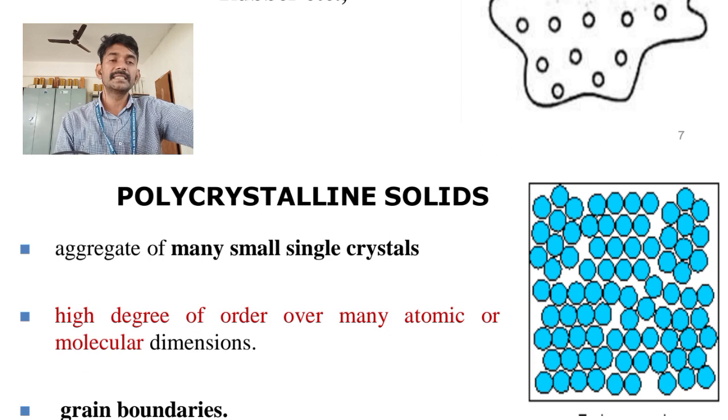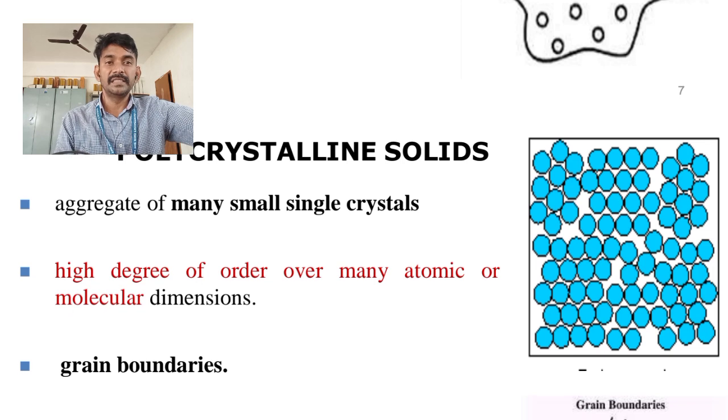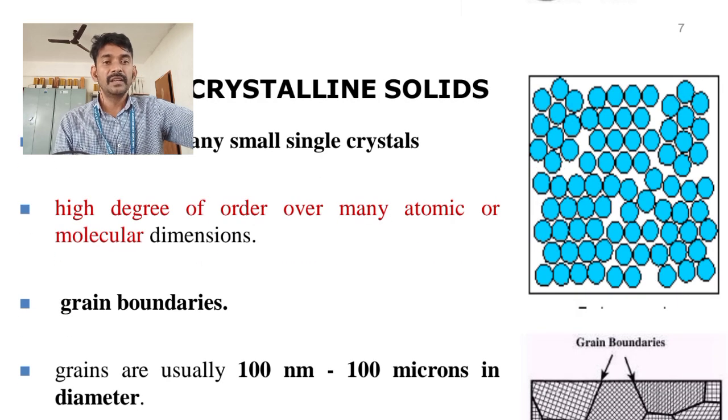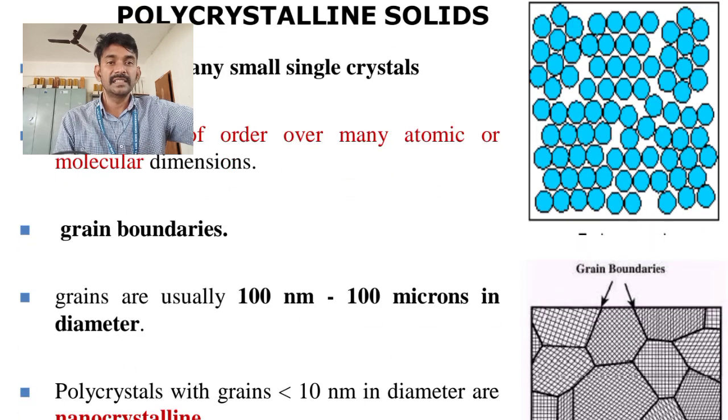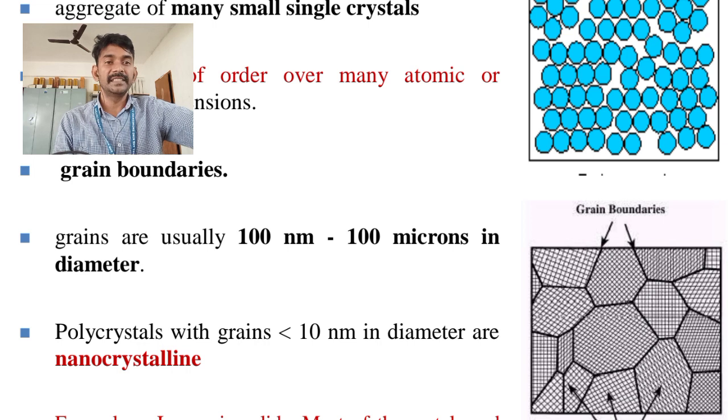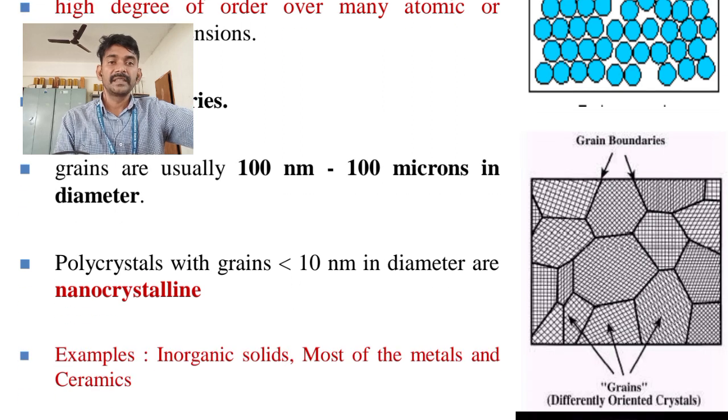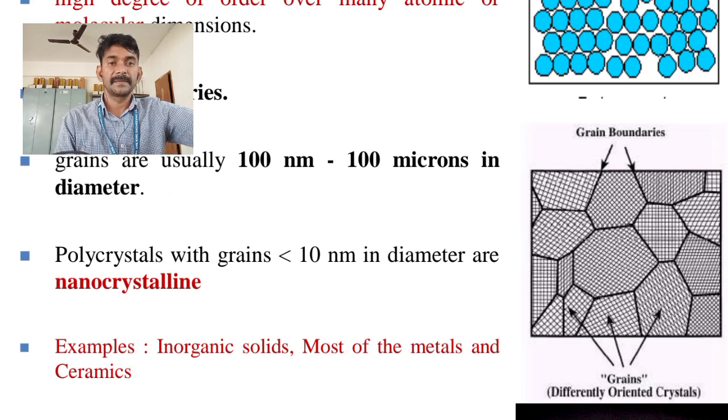What is meant by polycrystalline solids? Polycrystalline solids are made up of many small single crystals. They have a high degree of order over many atomic or molecular dimensions, and grain boundaries. The grains are usually 100 nanometers to 100 microns in diameter. Polycrystallines with grains below 10 nanometers in diameter are called nanocrystalline. For example, most metals and ceramics are polycrystalline solids.